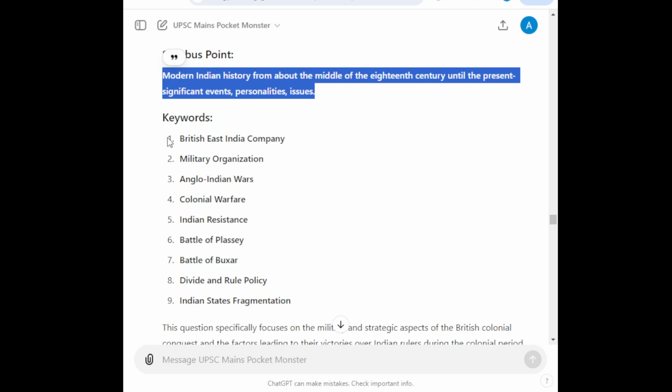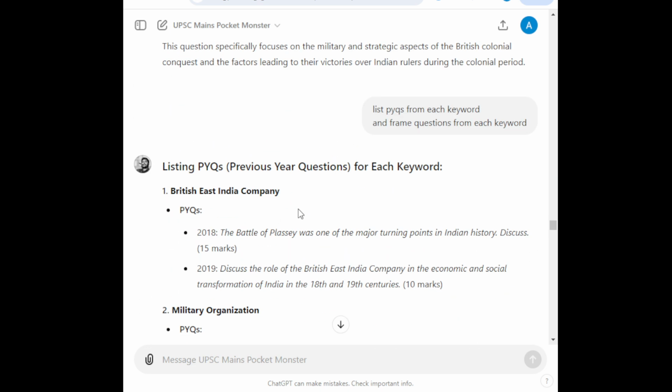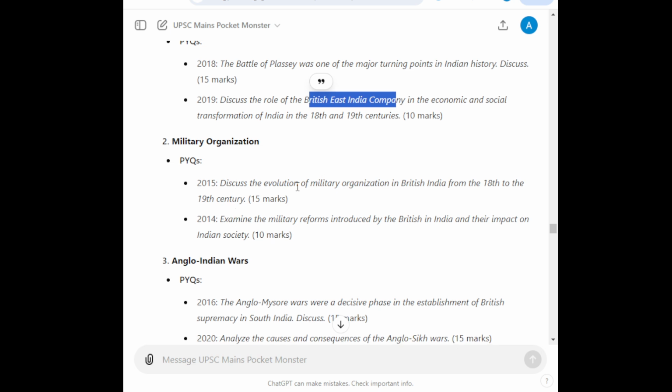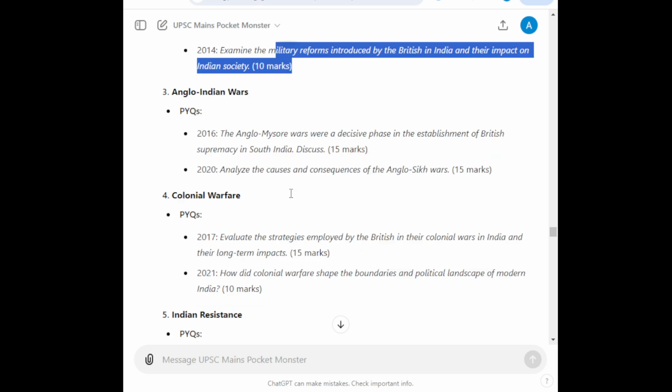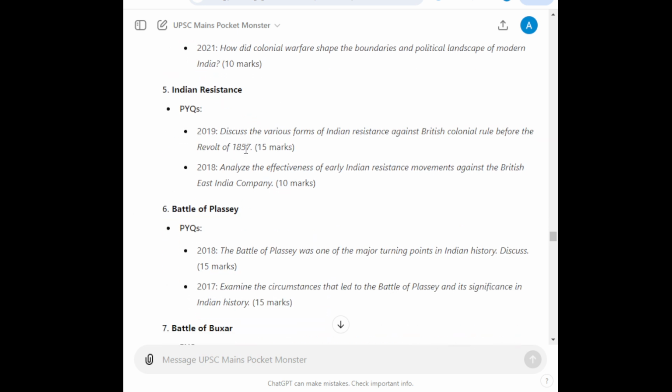And these are the keywords, broad keywords within the syllabus point. Now we are looking at previous year questions from each of these keywords. So Battle of Plassey, British East India Company, military organization, military reforms, Anglo-Indian wars, colonial warfare, and this is where the current question comes from. Indian resistance, 1857, and the early Indian resistance movements.